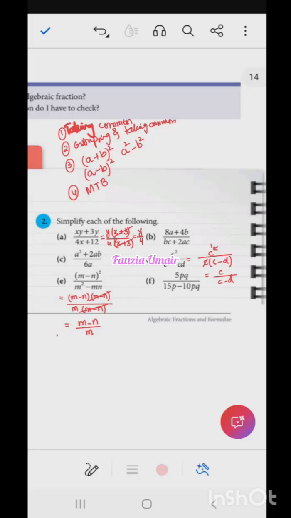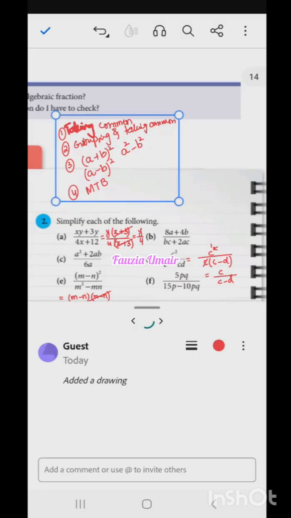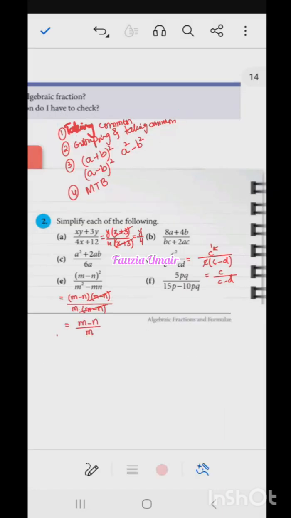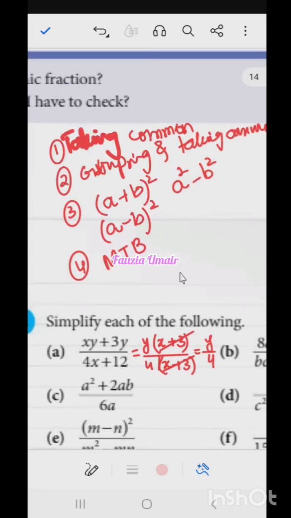So for those who are joining right now, we have revised the 4 different types of factorization which you need to use in algebraic fractions. Which 4 types have we revised? The first and the most basic factorization is taking common. Then if there are 4 terms, you can make groups and take common. Then the third method is the formulas. These are the basic formulas. Ignoring the cubic formulas, these 3 formulas, you can do factorization. And the last method is middle term breaking.